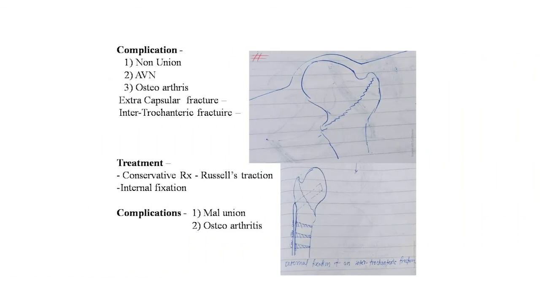Now the complications of the neck of femur fracture. First is non-union, AVN avascular necrosis, high chances of osteoarthritis, and next is the extracapsular fracture of neck of femur. Intertrochanteric fracture is clearly seen in the first image. And the treatment of the extracapsular fracture is conservative treatment, Russell traction should be given, and internal fixation. Complications of the intertrochanteric fractures are malunion and osteoarthritis. Second image showing the internal fixation of an intertrochanteric fracture is clearly seen.